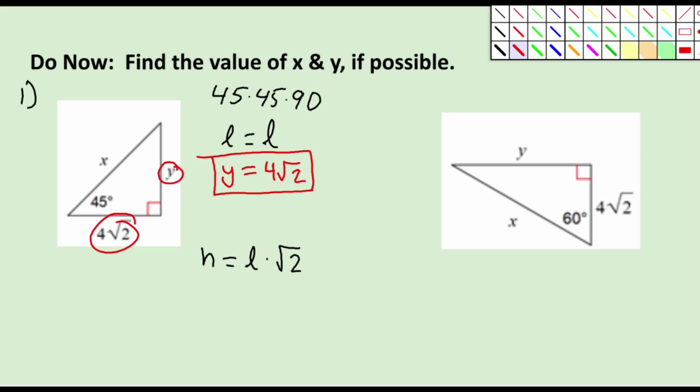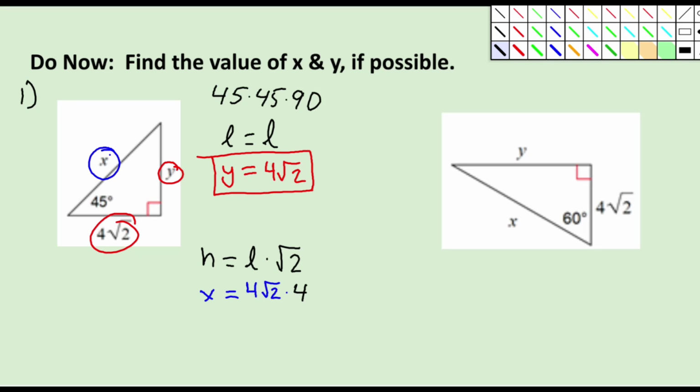Now in the next problem, let's see if we can figure out the next one. Can you figure out the hypotenuse? Well, here's my hypotenuse. There's x. Alright, we got that. And the leg, you can use either one as a leg, but let's use the 4 square root of 2. And then we're going to have to multiply by square root of 2.